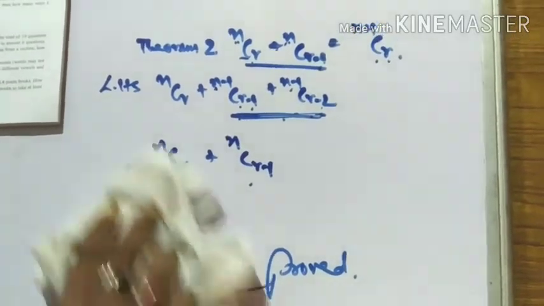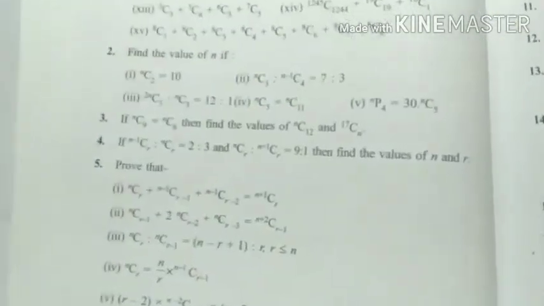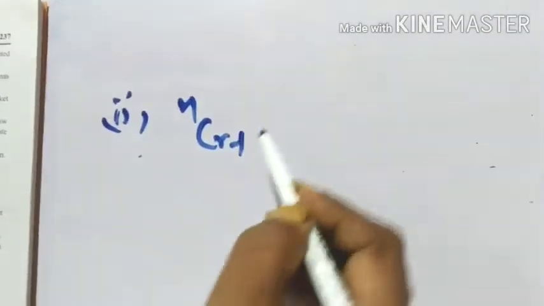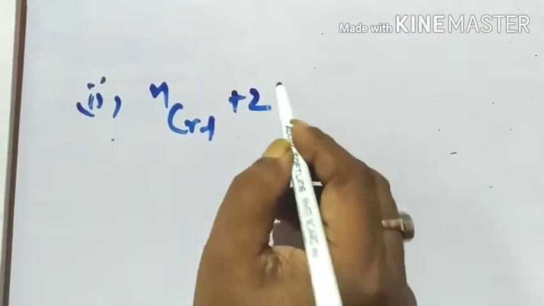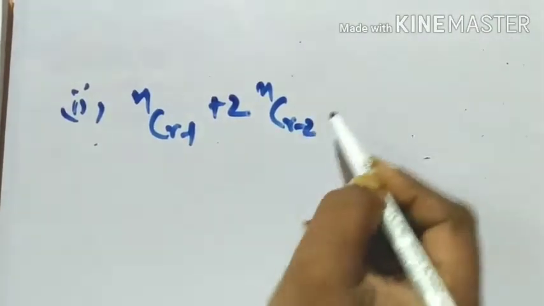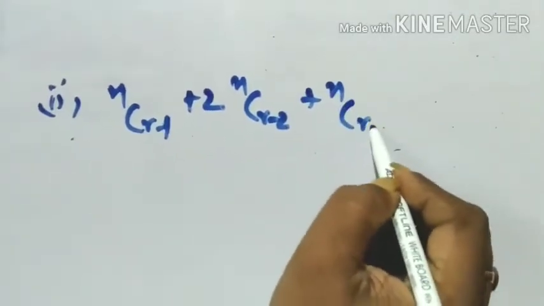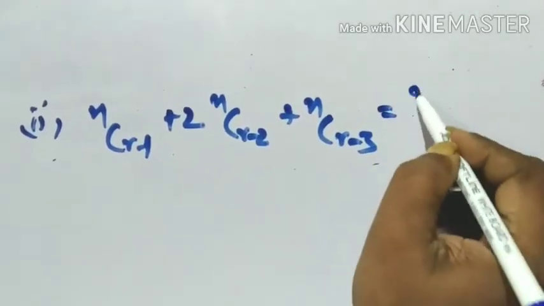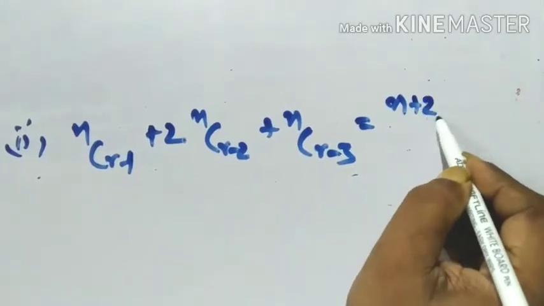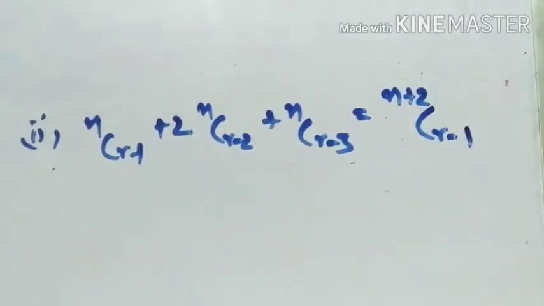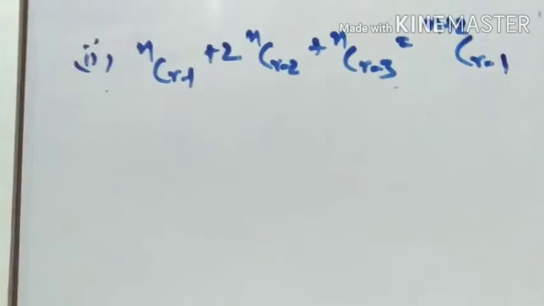Now, I am going to prove the second question. This is also very easy. It is not tough. You will find it very easy. Here the second question is nC(r-1) + 2nC(r-2) + nC(r-3) is equal to (n+2)C(r-1). Again, we will take the help of theorem 2. This is a very important theorem.